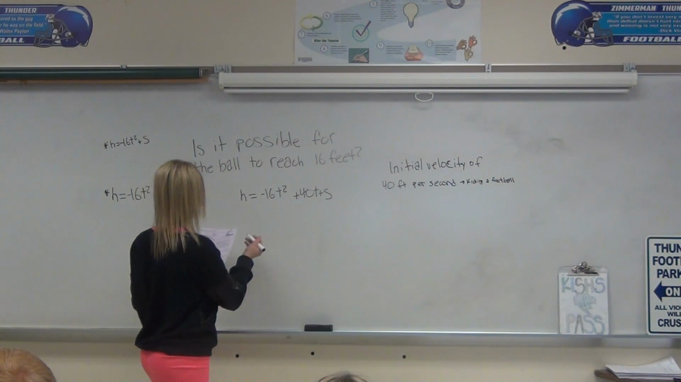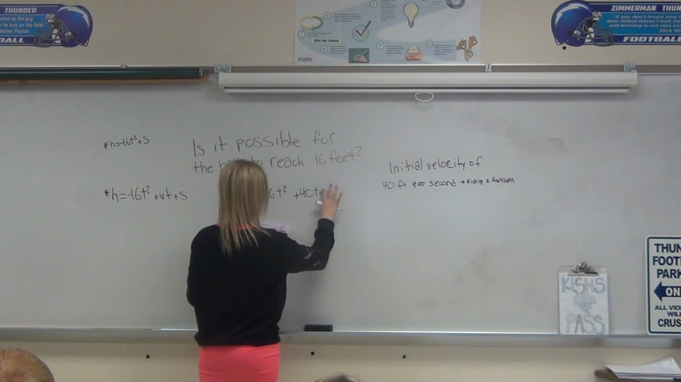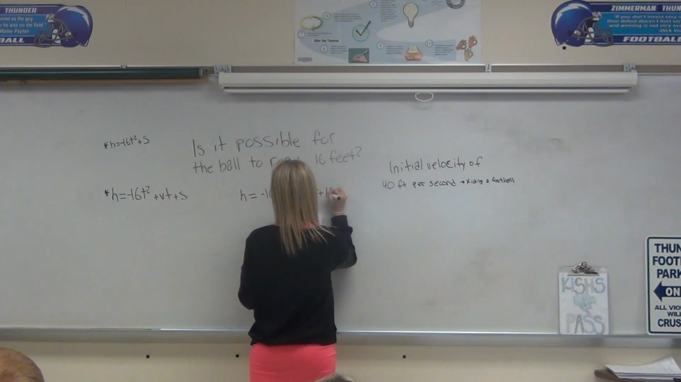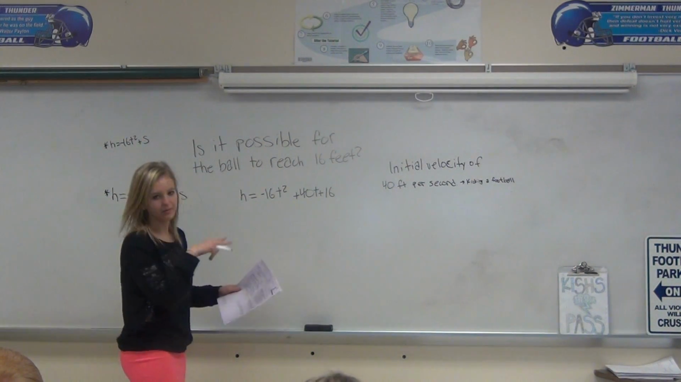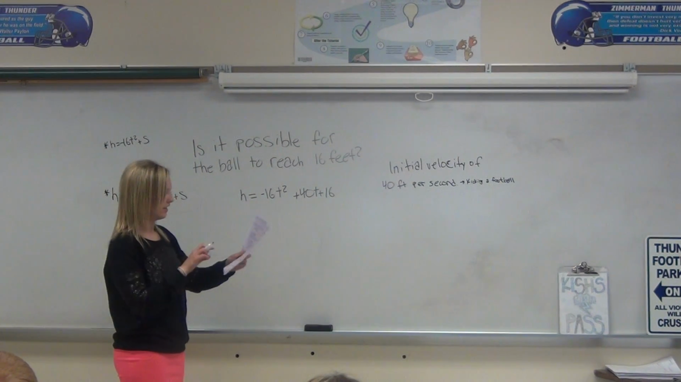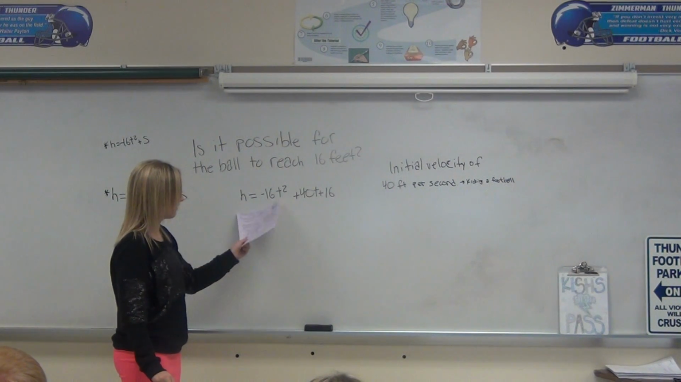Okay, s does not equal speed. S equals initial height, actually. Okay. And so then after this, I think I find my A, B, and C. Don't I find my A, B, and C? Negative 16 is A, 40 is B.